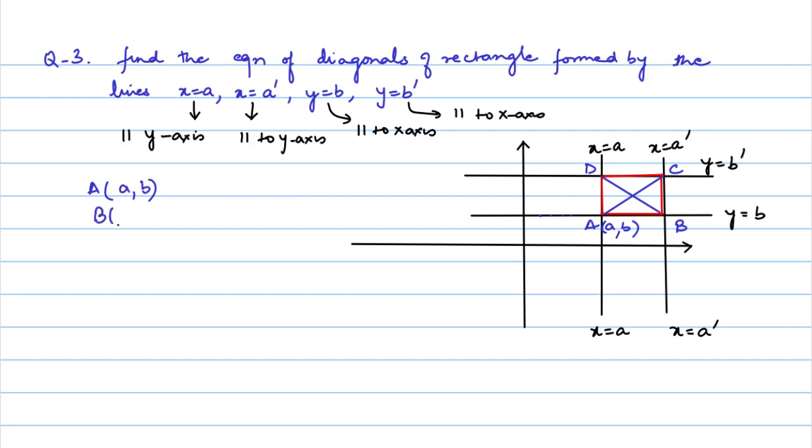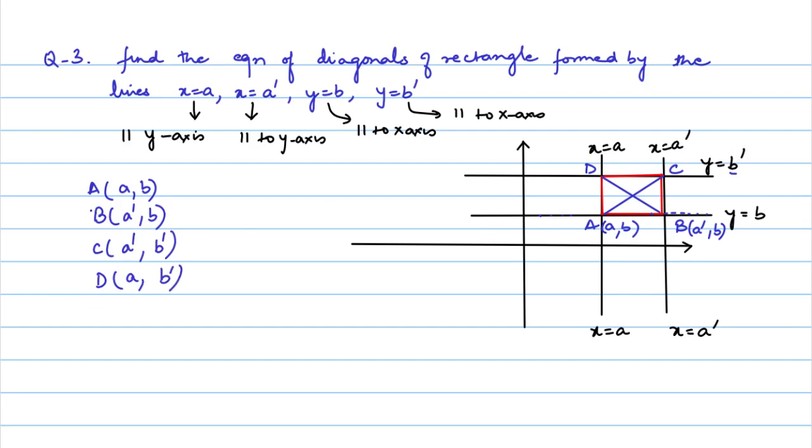On the same logic, B lies on the line x is equal to a dash. All the x coordinates would be a dash and all the y coordinates would be b. Therefore coordinates of B are (a dash, b). Similarly, what is C? Same logic. C lies on x equal to a dash. Therefore all the x coordinates are a dash. And what are the y coordinates? b dash. Similarly, D lies on x is equal to a. Therefore all the x coordinates are a and all the y coordinates are b dash.